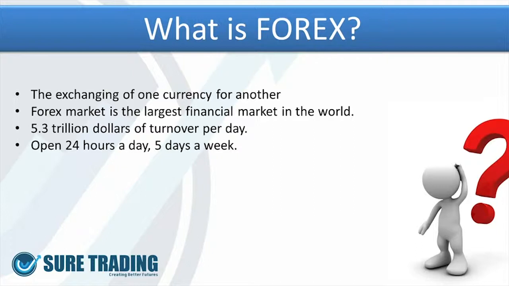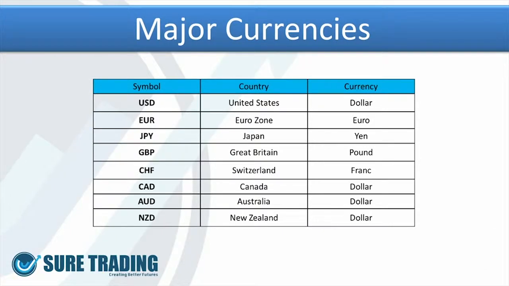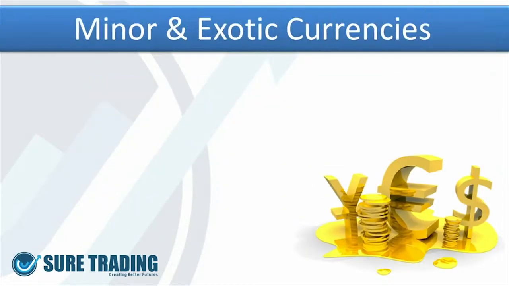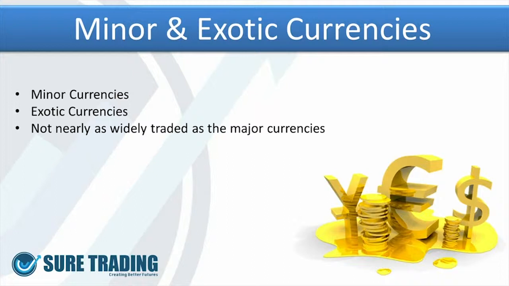Now let's talk a little bit about some of the currencies and how they fit into the Forex picture. We have what we refer to as the majors, which are the top currencies in the world. These are the US dollar, the euro, the Japanese yen, the British pound, the Swiss franc, the Canadian dollar, the Australian dollar, and the New Zealand dollar. You also get minor and exotic currencies, which aren't as widely traded. The South African rand falls under the exotic category.